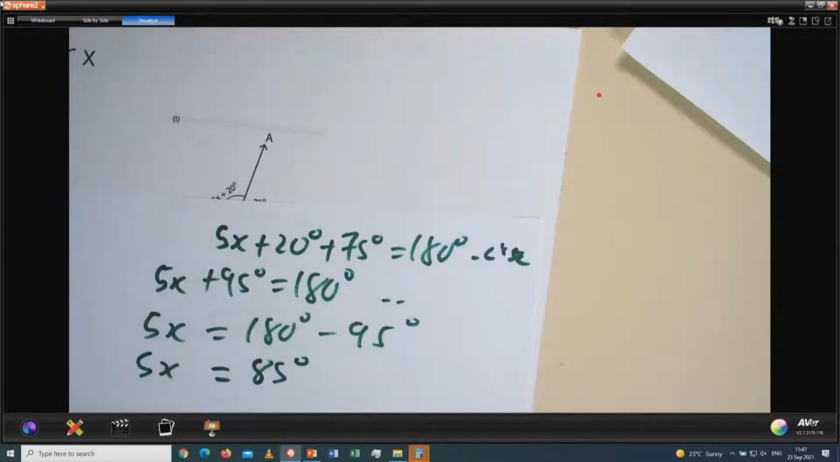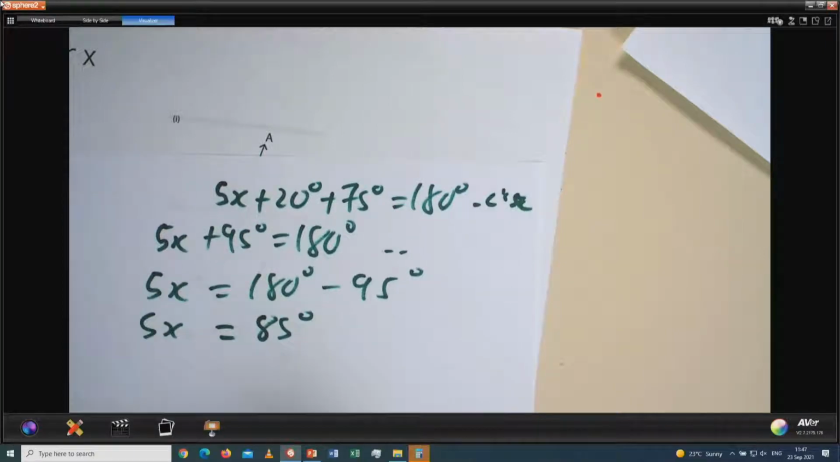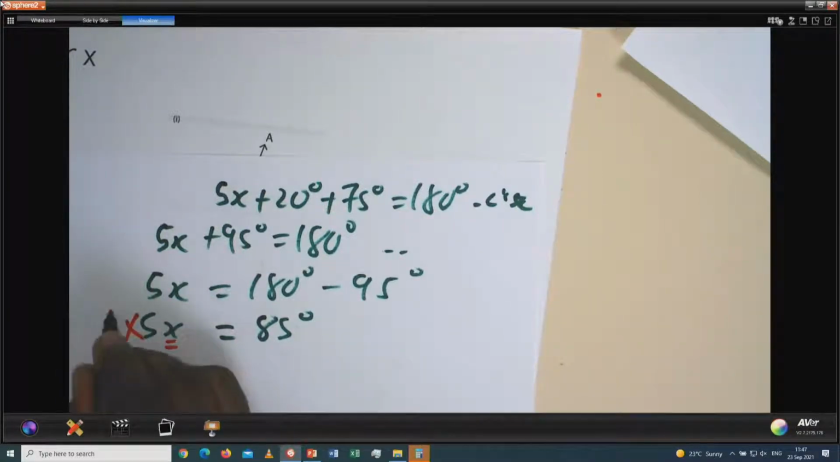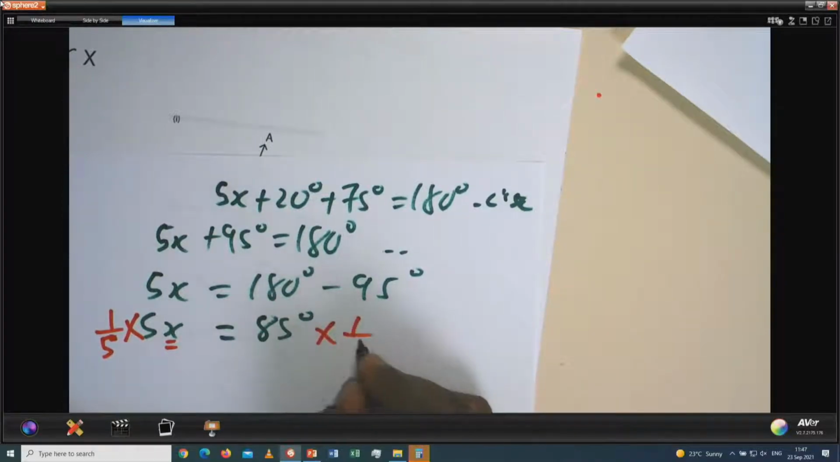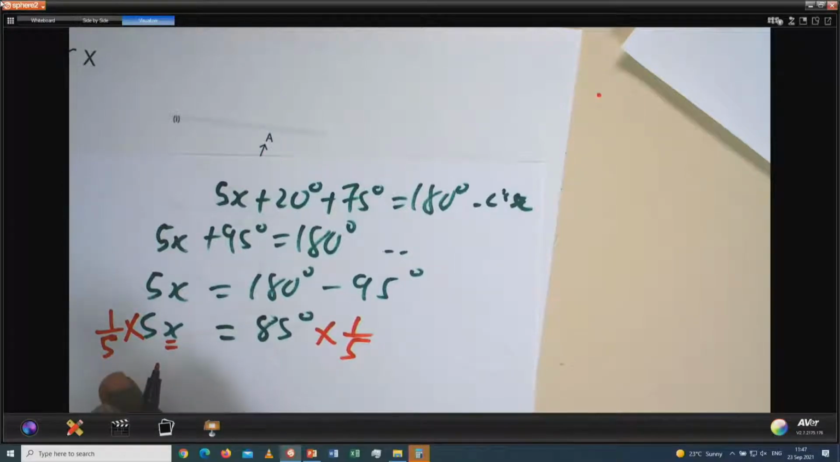5x equals 85 degrees. Remember once more, we are interested in the x. Therefore, we want to multiply our 5 with its multiplicative inverse. In other words, whatever you multiply it with must give you 1. That is your inverse. But remember the rules of the equation: what you do on the left, you also do on the right. How many 5s into 5? 1. Therefore, you've got your x.